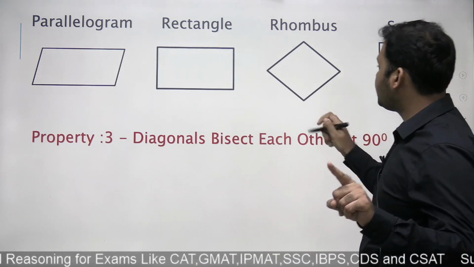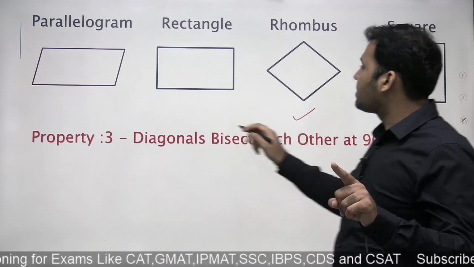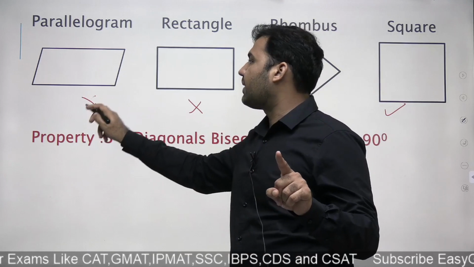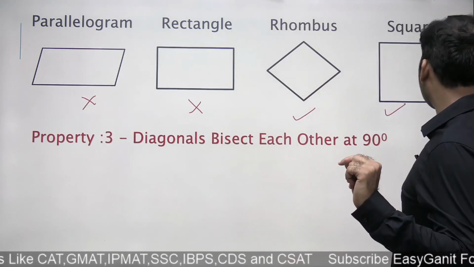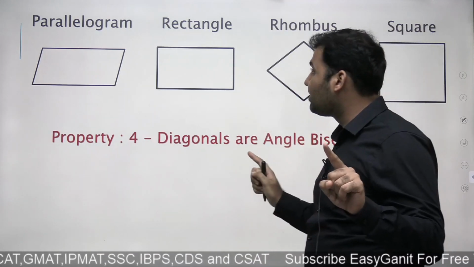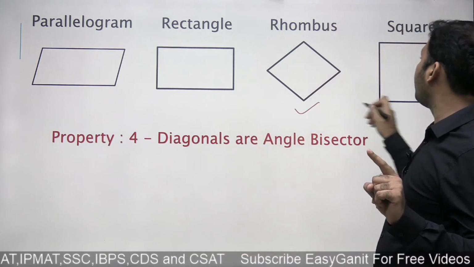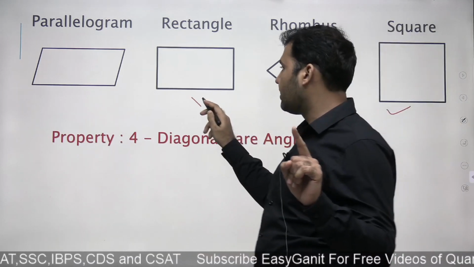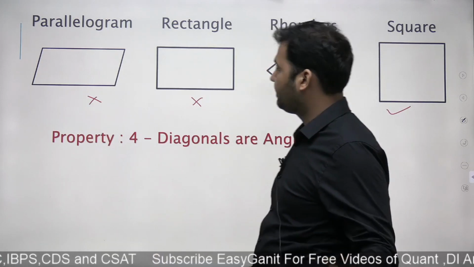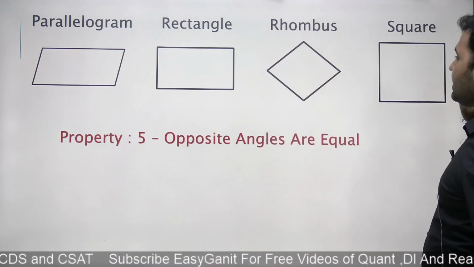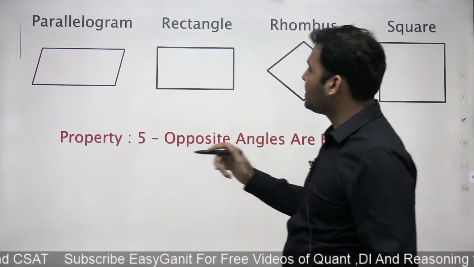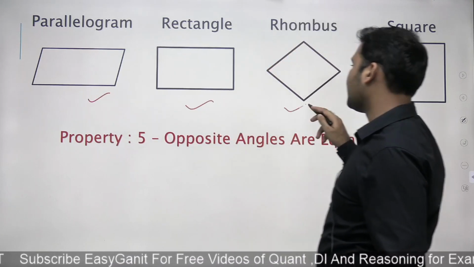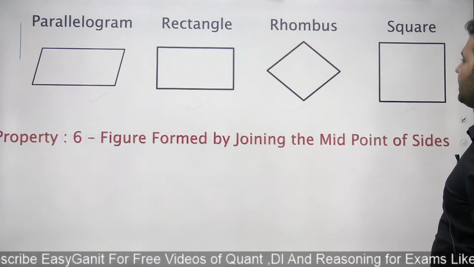Diagonals bisect each other at 90 degrees only for rhombus and square, not for rectangle and parallelogram. Proof is in part 1. Diagonals are angle bisectors for rhombus and square, and the reason has been discussed in part 1. Property number 5 that we discussed was opposite angles are equal. Opposite angles are equal in all 4 of these figures. This was a basic property.